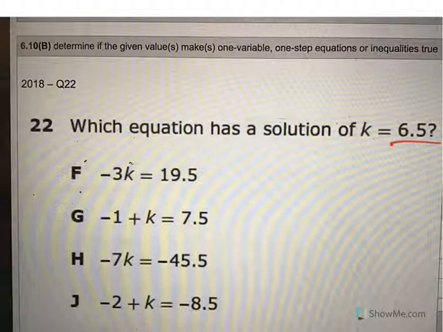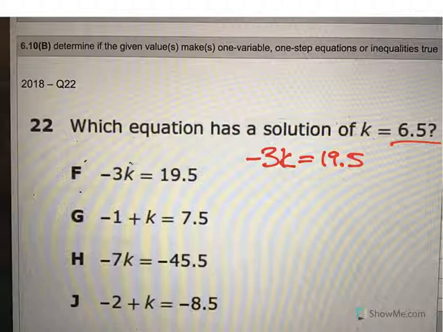Let's start with F. So I have negative 3k equals 19.5. Well, I need to isolate the variable, solving for k. I'm multiplying by negative 3. What is the inverse of multiplying by negative 3? Dividing by negative 3. Whatever you do to the left side, you do to the right side. Now, without even continuing on, the left side cancels out, because negative 3 divided by negative 3 is 1, and 1 times k is k.